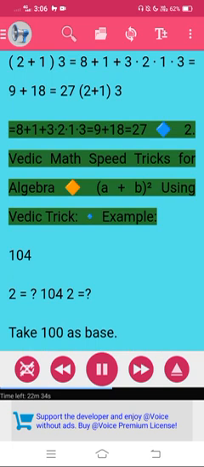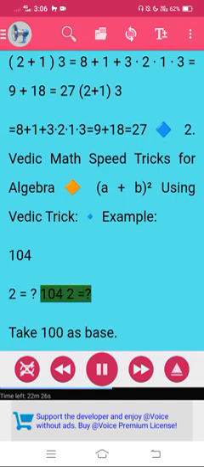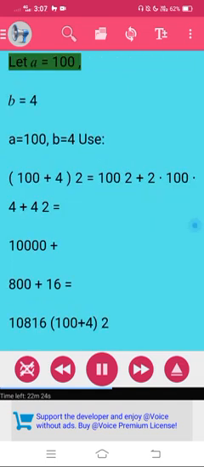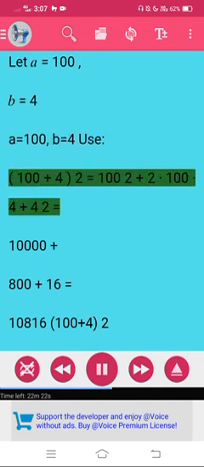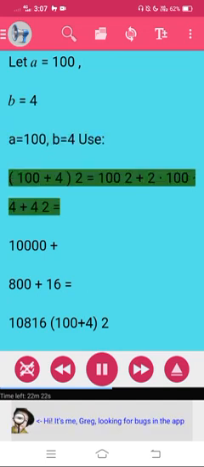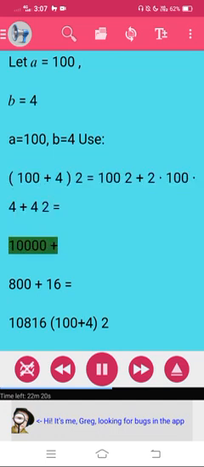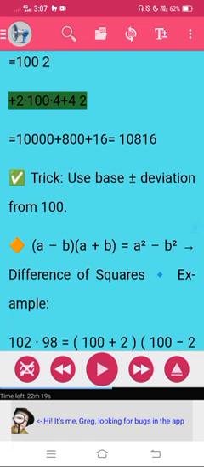Large diamond 2. Vedic math speed tricks for algebra. (a plus b) squared using a Vedic trick. Example: 104 squared. Take 100 as base. Let a equals 100, b equals 4. Use (100 plus 4) squared equals 100 squared plus 2 times 100 times 4 plus 4 squared equals 10,000 plus 800 plus 16 equals 10,816.